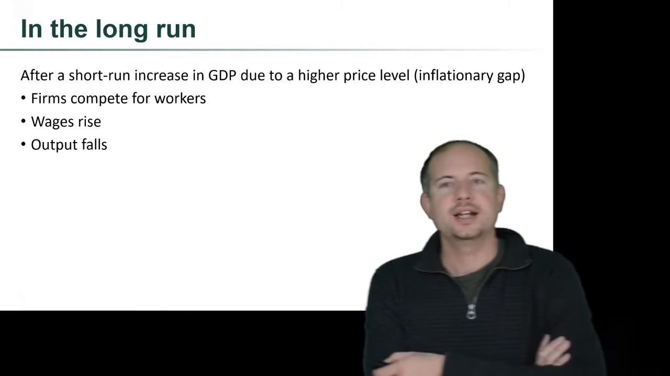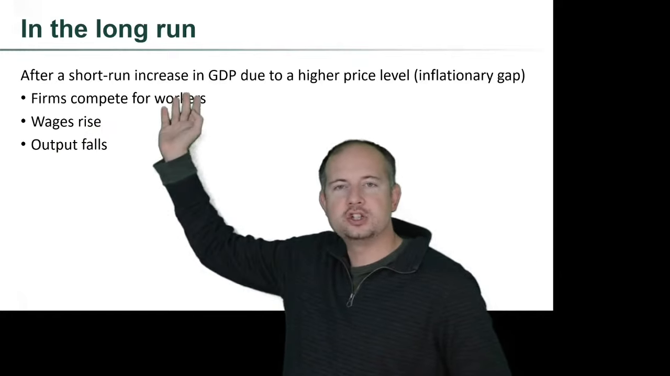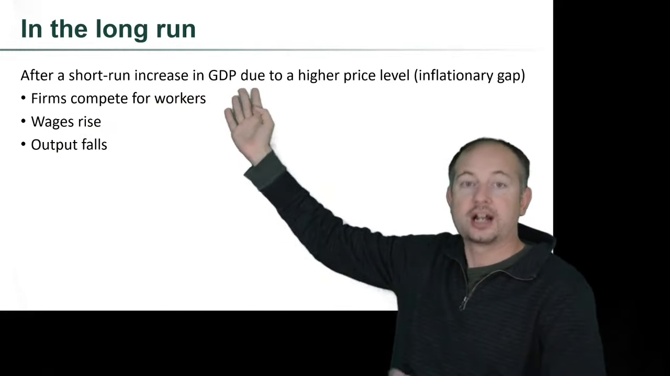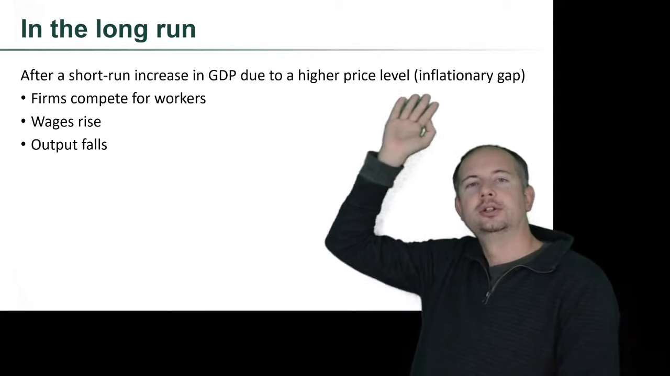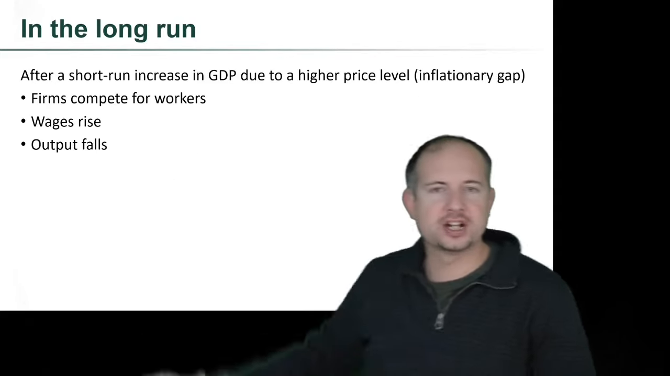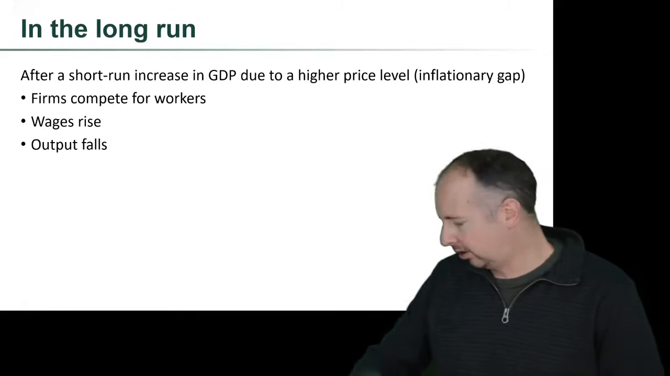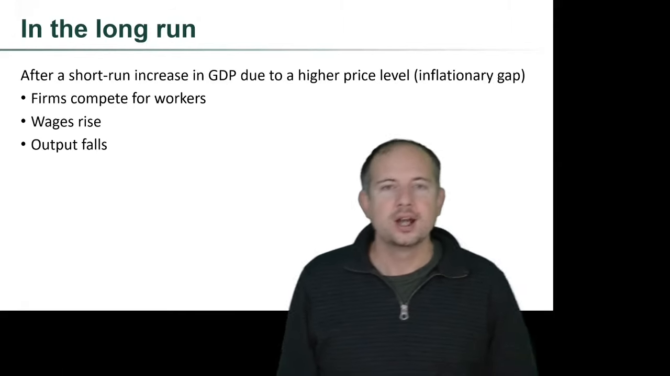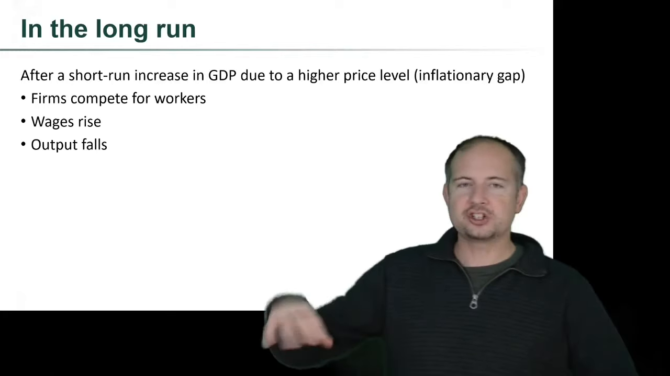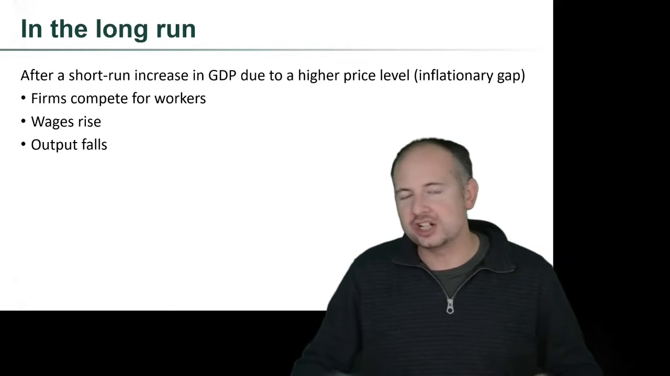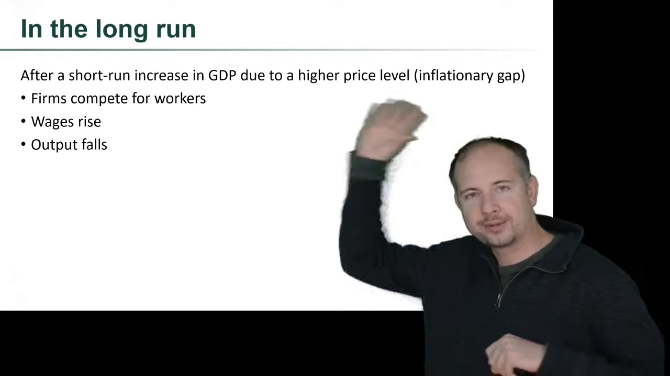On the other side, after a short-run increase in GDP due to or accompanied by a higher price level, that's when we have an inflationary gap. So here's the one where everyone's working a ton of hours. There's very low unemployment. And so we're seeing essentially the economy sort of overheated. GDP is really high, but we're seeing some inflation.